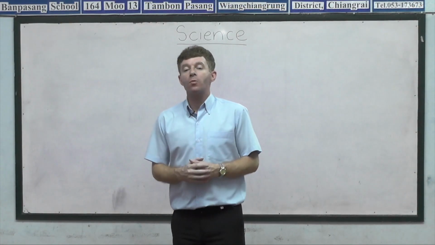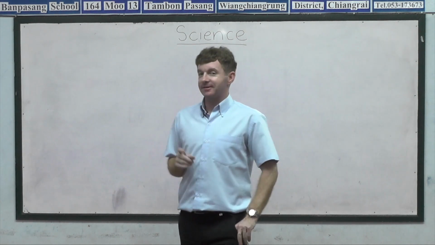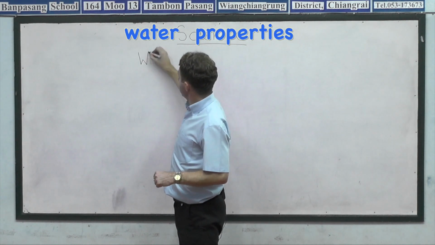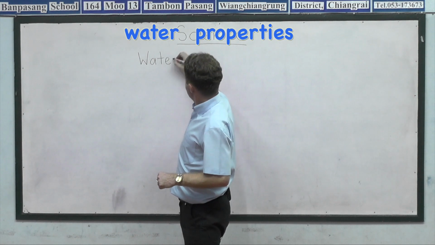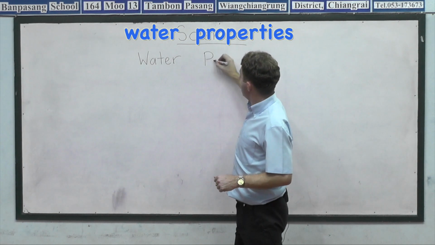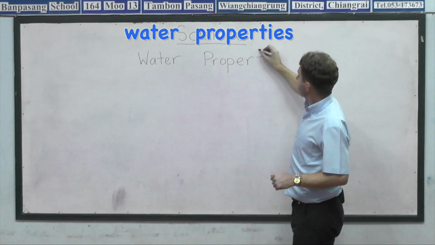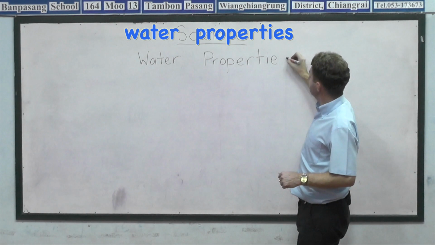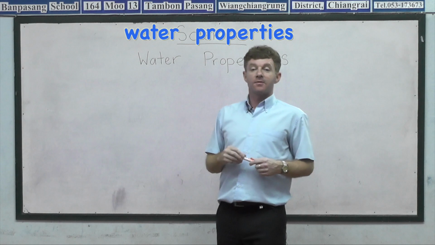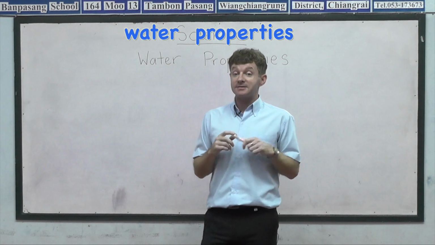So who can remember what we learnt about in the previous science lesson? Water properties. Excellent, that's very good guys. Water, how do we spell? W-A-T-E-R. Water properties. P-R-O-P-E-R-T-I-E-S. Water properties. Very good. And who can remember the 2 different properties we looked at in the last lesson?